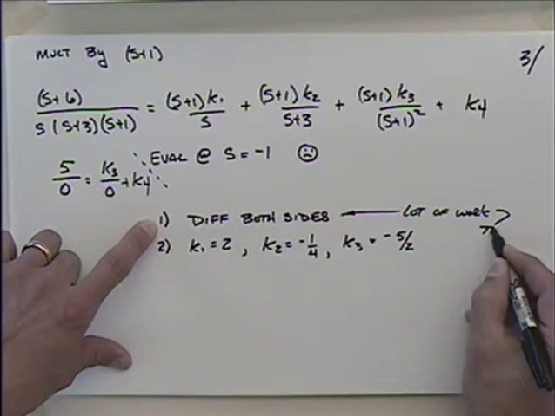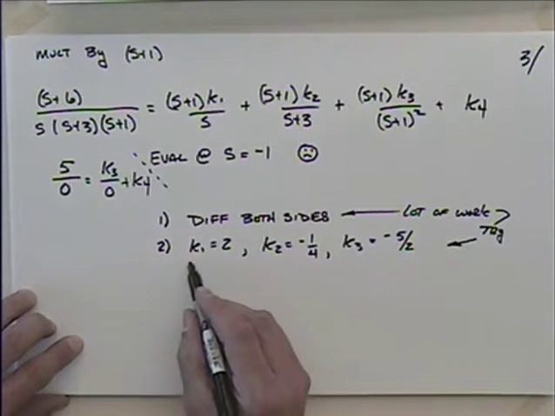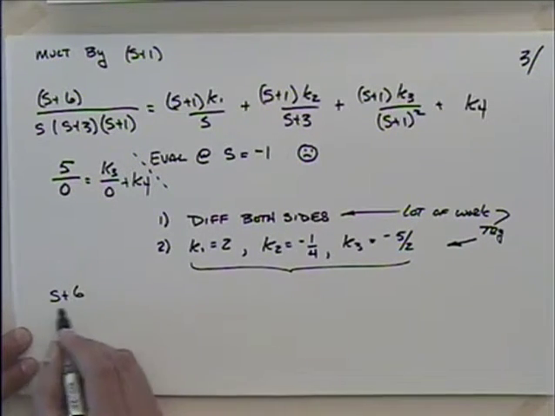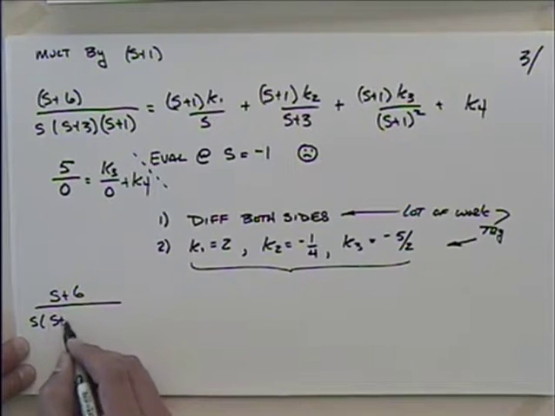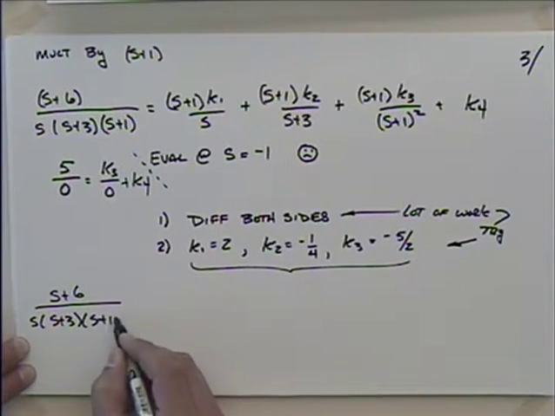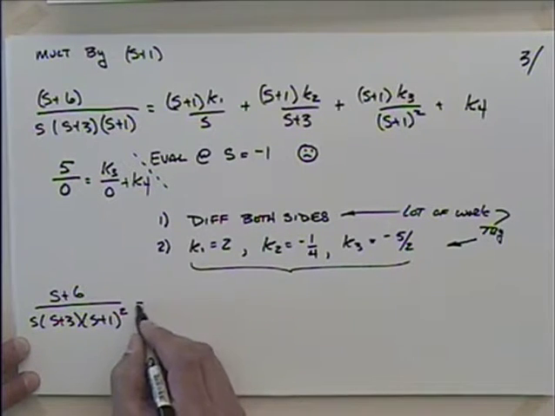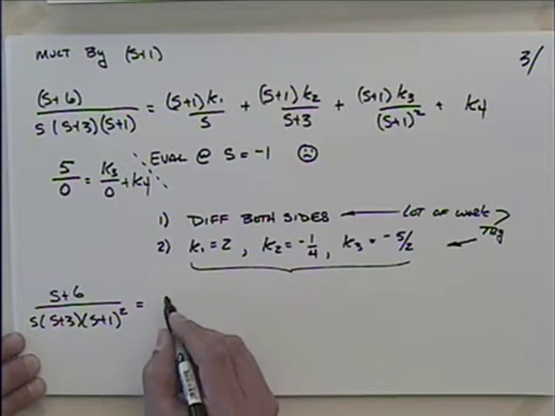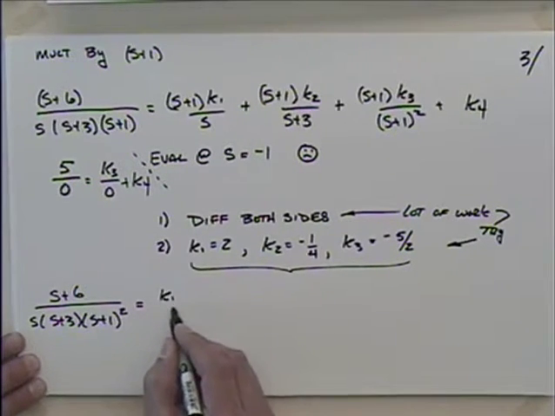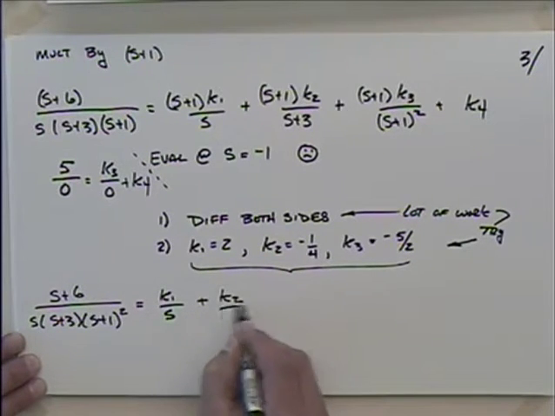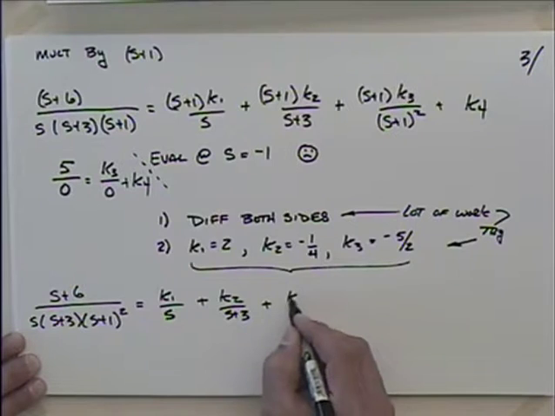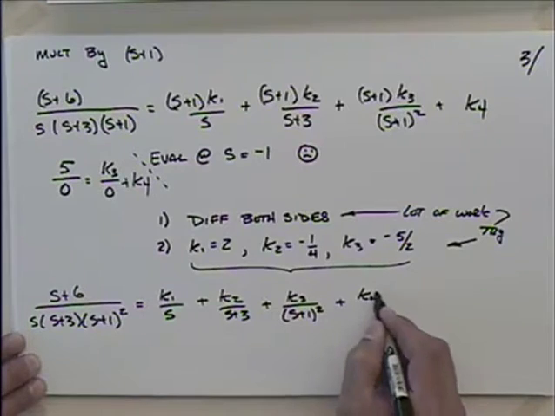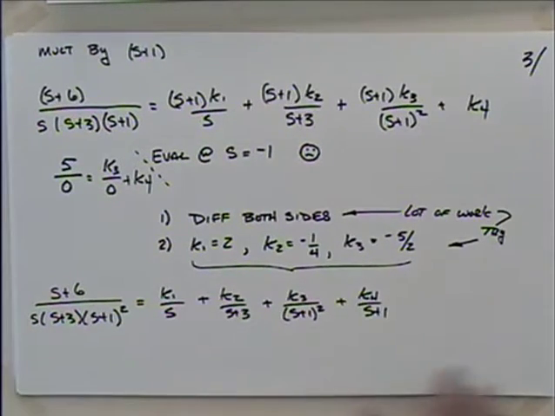So we're going to try this, which we'll take all of these, and when we plug those in, I end up with s plus 6 divided by s times s plus 3, s plus 1 squared is equal to, what do we have? K1 over s plus K2 over s plus 3 plus K3 over s plus 1 squared plus K4 over s plus 1 to the first.